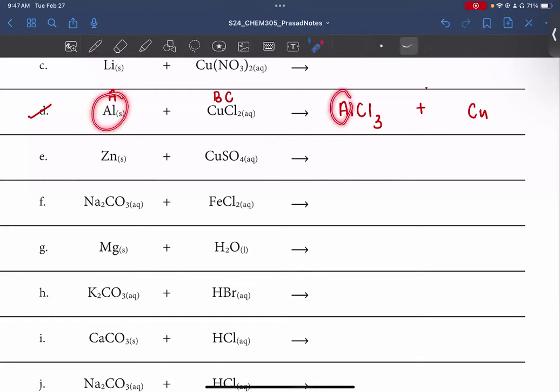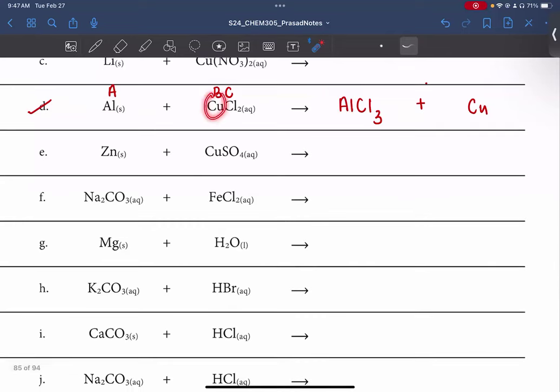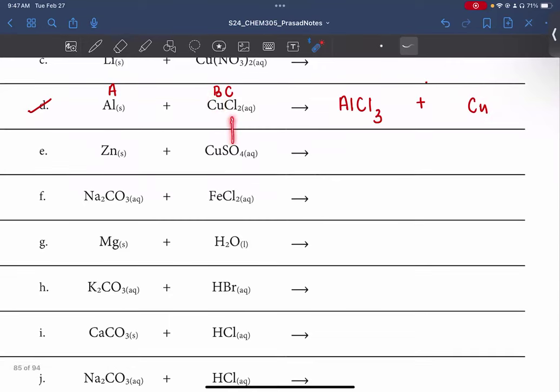Aluminum is fine. Copper is also fine. Chlorine, not so fine. There are two on the left and three on the right. So just as we did with an earlier balancing question, we find the lowest common multiple. Again, there are two chlorines over here, three on the right. The lowest common multiple is three times two. So we want six on each side.